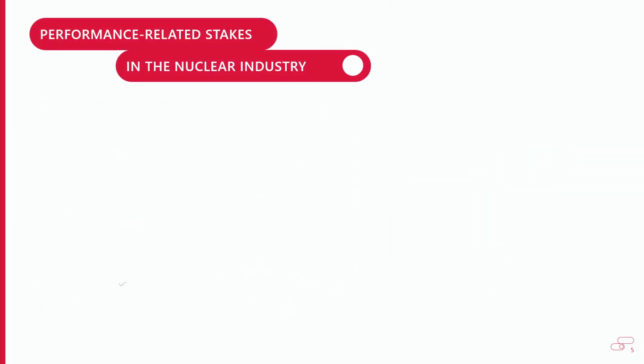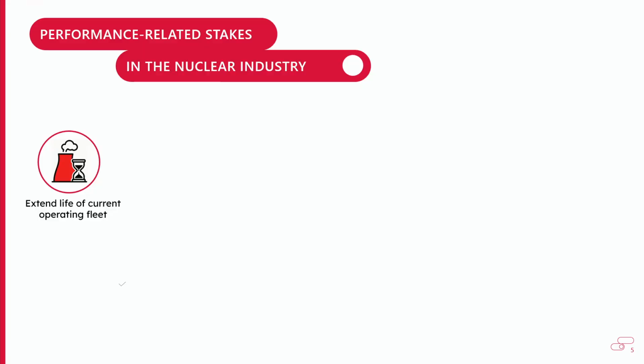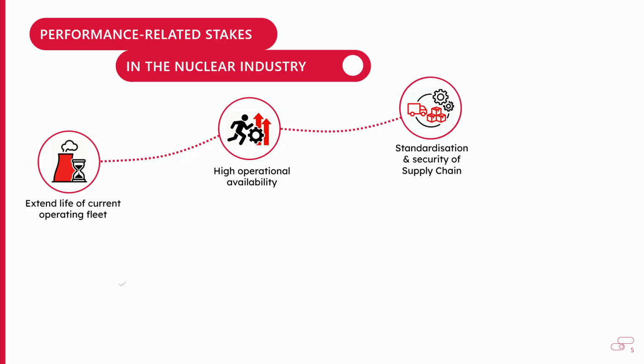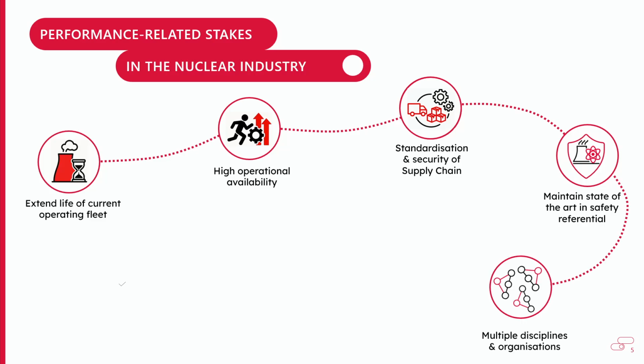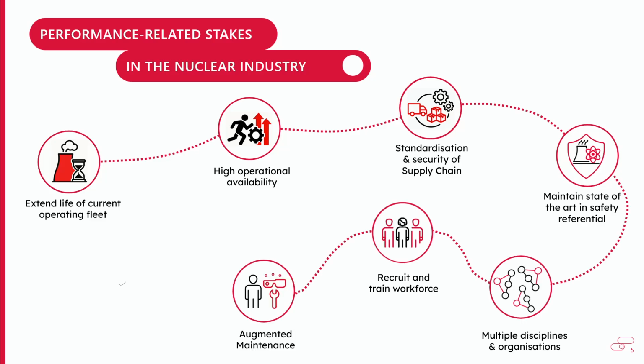Talking of performance, performance is going to be the fishing line of the whole presentation and the master word of it. There are a lot of stakes in the nuclear industry today that are performance related. We can talk obviously of the extension of the current operating fleet, of the high operational availability, its economical impact on outage, planned and unplanned outage, standardization, security of the supply chain. I'm not going to read you everything, but as you see, there are a lot of these.